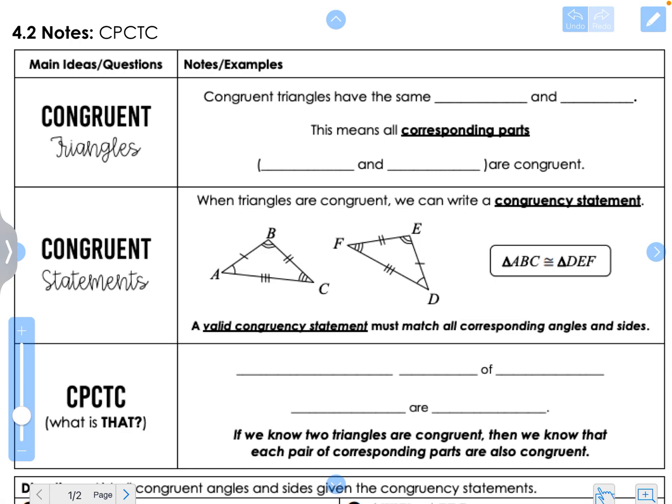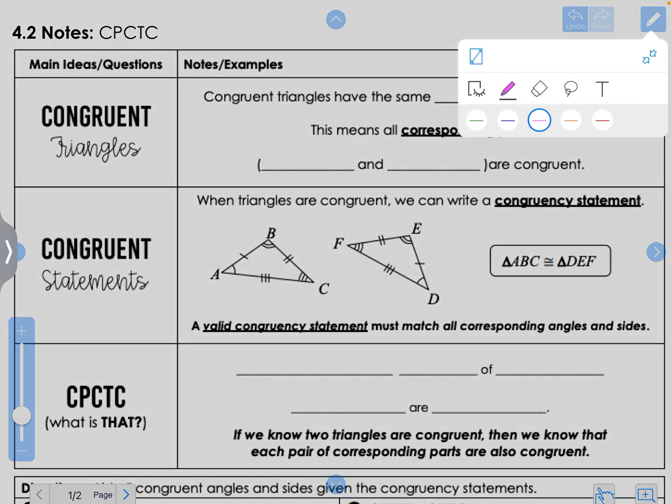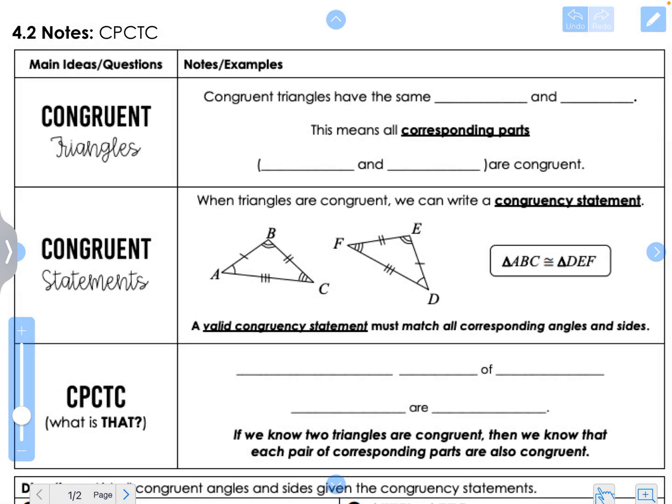Welcome to Coach Taylor's class notes, and today we're going to be talking about congruent triangles and a key theorem within congruent triangles. So, first thing we have to understand is that congruent triangles have the same size and shape. They are identical triangles if they are in fact congruent.